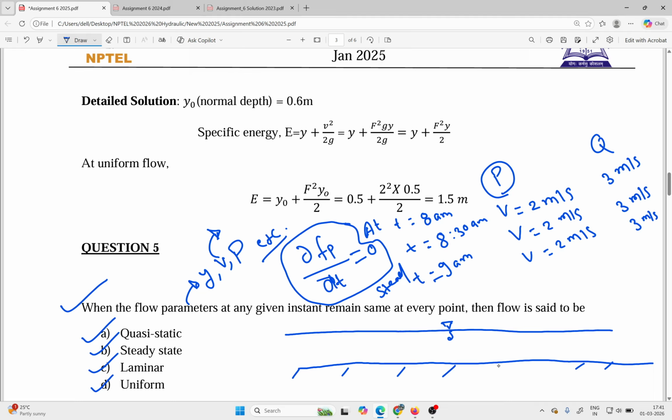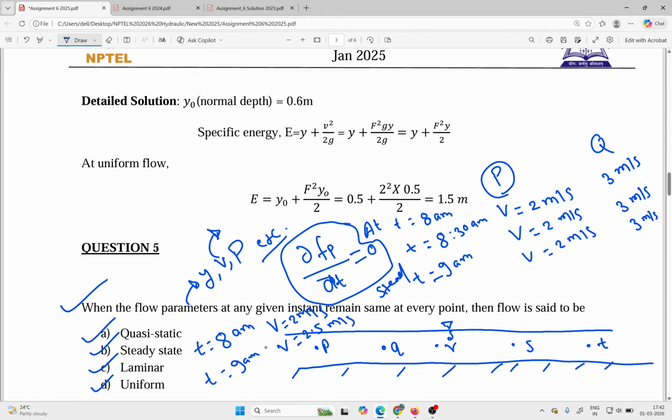Take a similar channel. Here you have point P, point Q, R, point S, point T. At a particular time, 8 am, your velocity at all points P, Q, R, S, T is 2 meter per second. At t equal to 9 am, at all points your velocity is 2.5 meter per second.